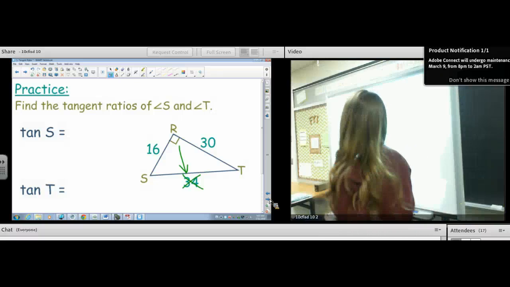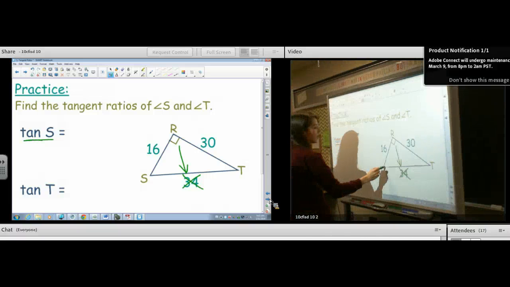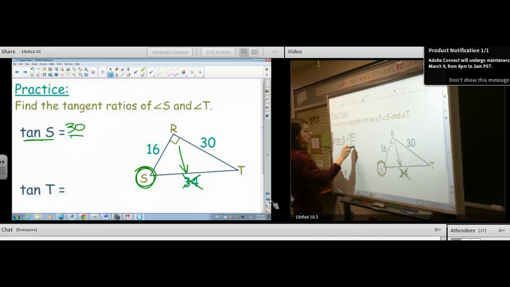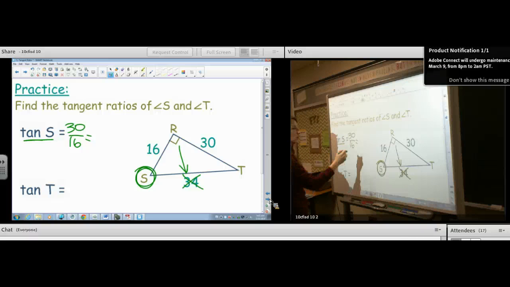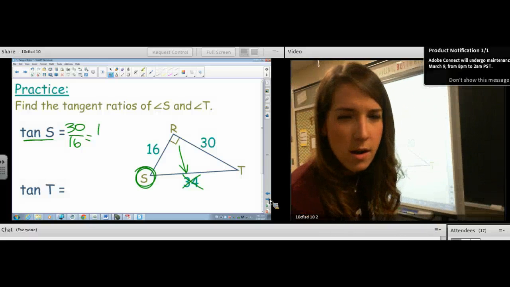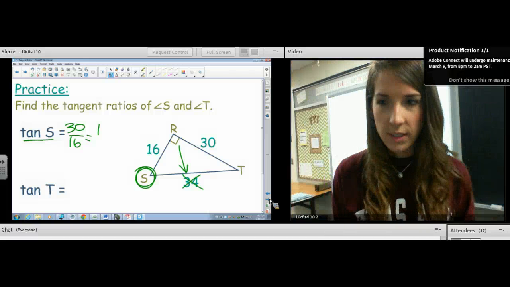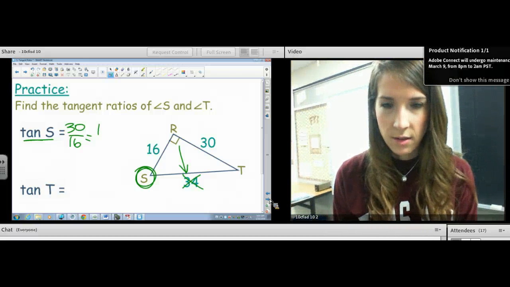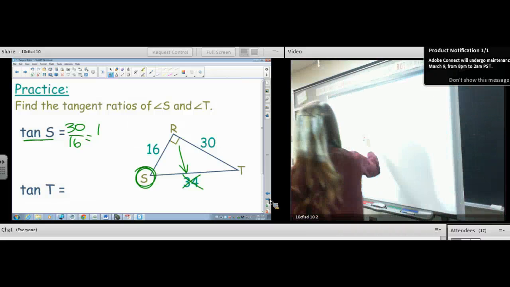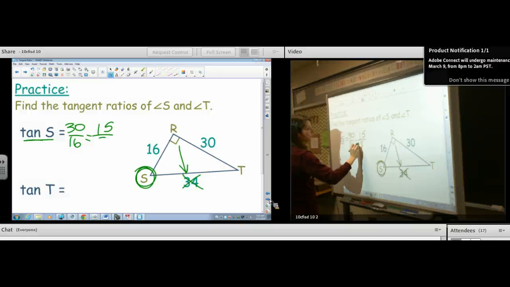So the tangent of S means, pretend like you are standing at S. Tangent is opposite over adjacent, which reduces to, you get it? Okay, so we're having trouble with the words opposite and adjacent. 15 over 8. Okay, very good. Yep. 15 over 8 for George.